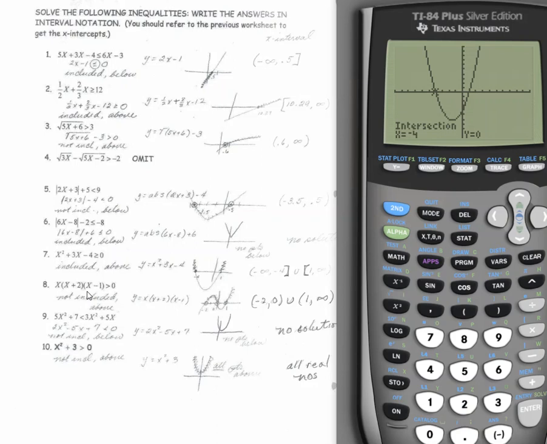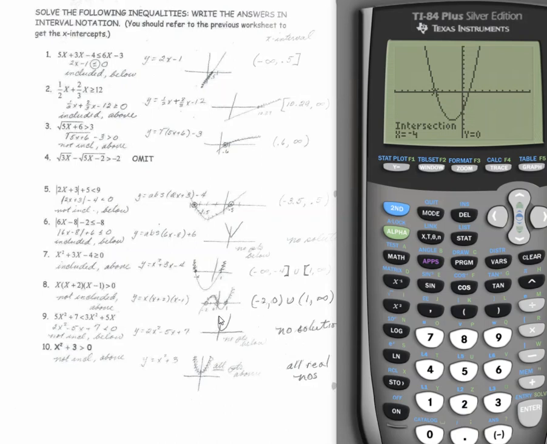On 8, you would do the same thing. You would graph y equals this, find these 3 numbers, and since it's greater than, it's this piece and this piece. So you would end up with from negative 2 to 0. Then you'd put a union, which we did here as well. Start again at 1 and go to infinity.